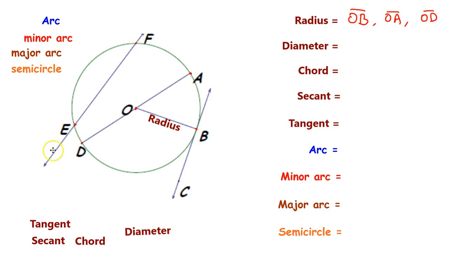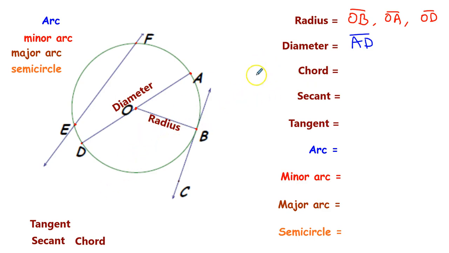A secant is something which is extended on either side, and it is not passing through the center in this case. The most important thing is the diameter has to pass through the center. So here we have only AD as the diameter, right? A to D is the diameter.